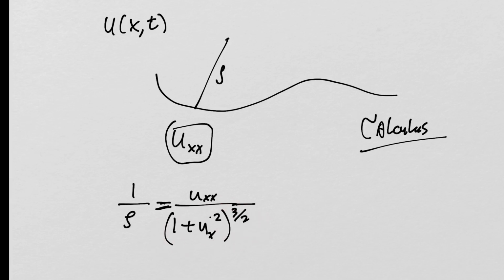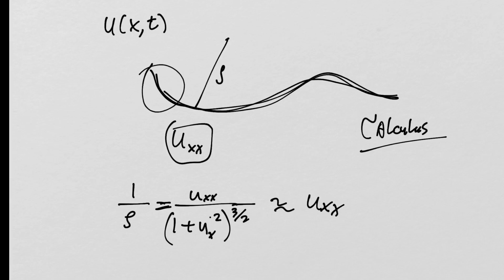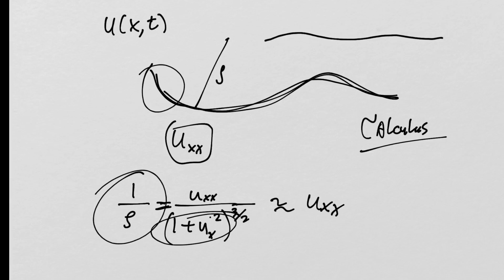So the point is that if the first derivative with respect to x is very, very small, then the denominator is 1, and then this becomes u_xx. That is an assumption we make. We're going to be making the same assumption we always make, which is that the slope of our guitar string is always very, very small, unlike this one here, which is really steep. That means this denominator is approximately 1, which means we can say 1 over rho is approximately equal to the second derivative u_xx.